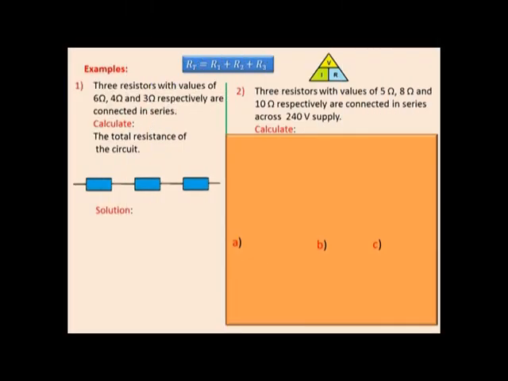Example. 3 resistors with value of 6 ohm, 4 ohm and 3 ohm respectively are connected in series. Calculate the total resistance of the circuit. Pause the video.